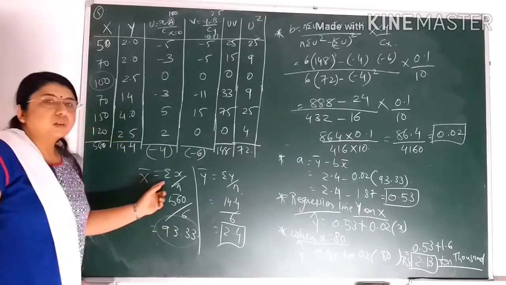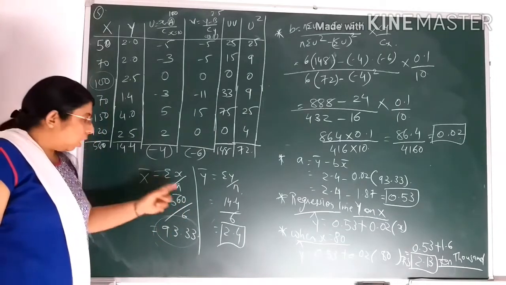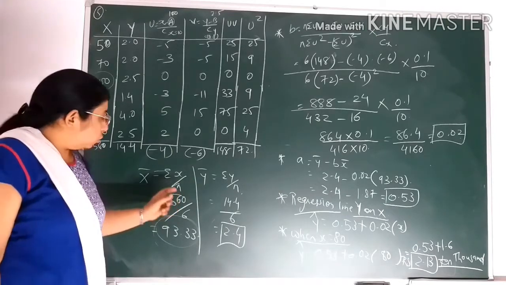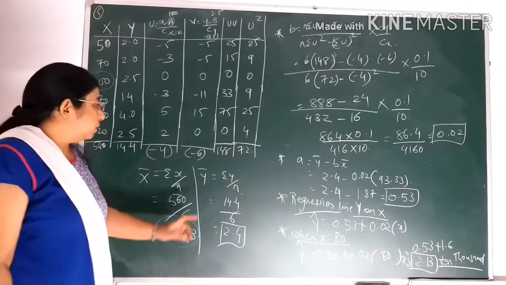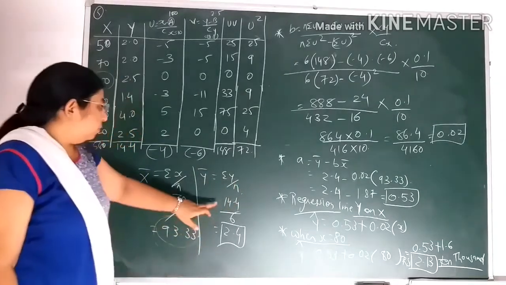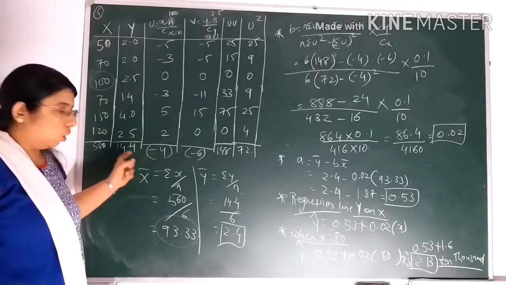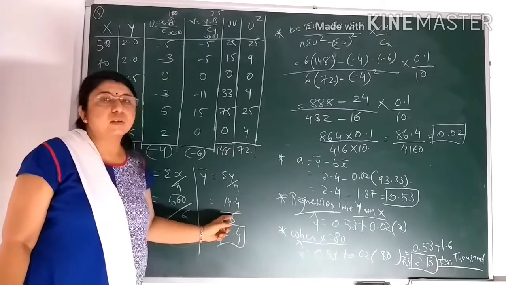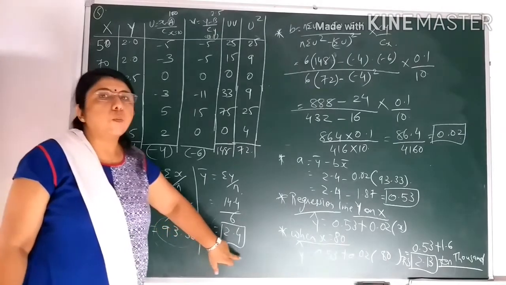Over here X bar is equal to sigma X upon N. So sigma X, that is 560, upon N, the number of observations given, that is 6. So 560 divided by 6 comes to 93.33. In the same way, Y bar is equal to sigma Y upon N. Sigma Y total comes to 14.4, divided by the number of observations, that is 6. So 14.4 divided by 6 is equal to 2.4.